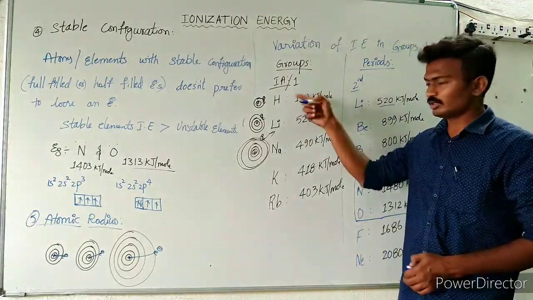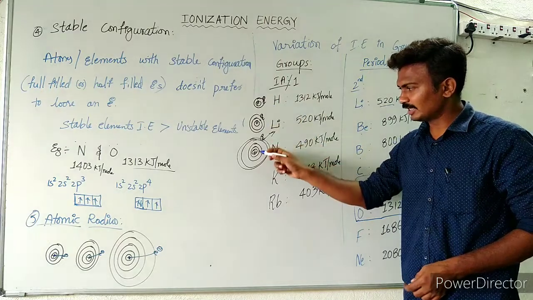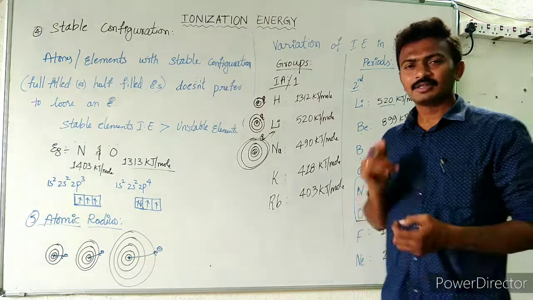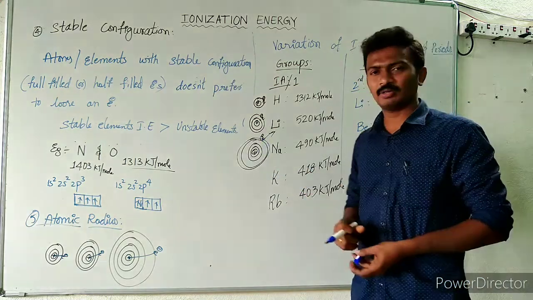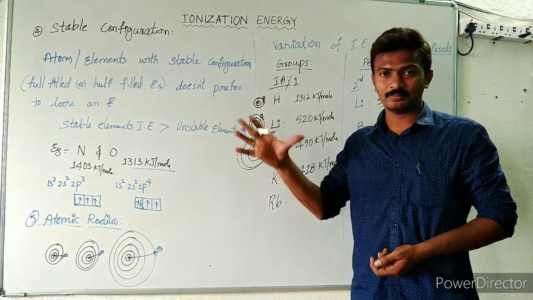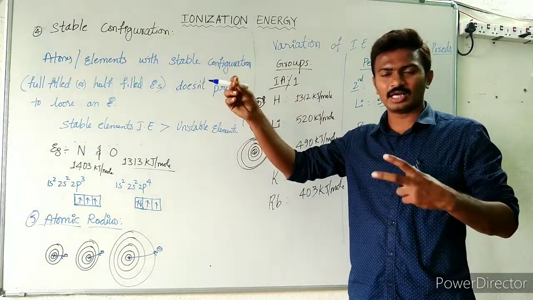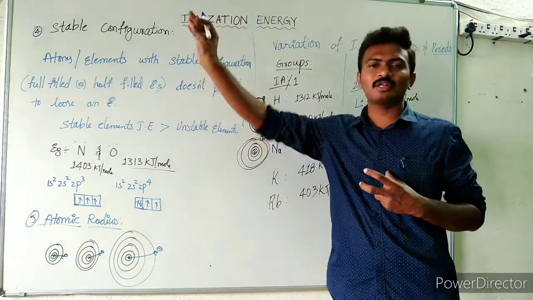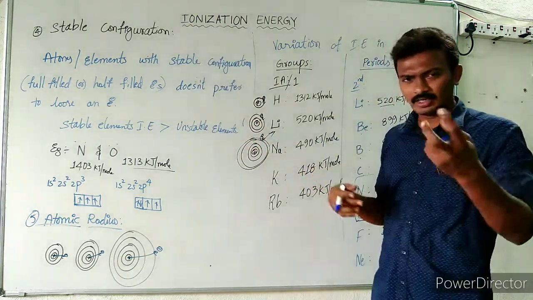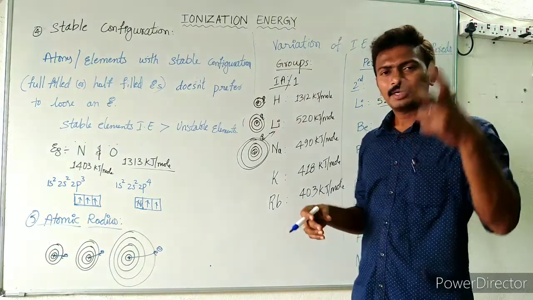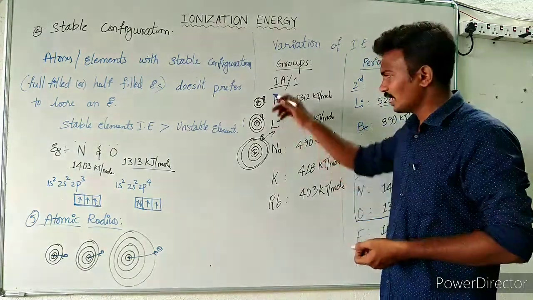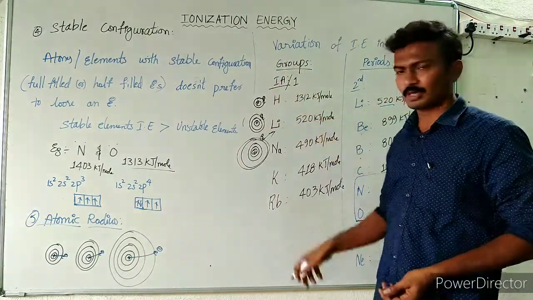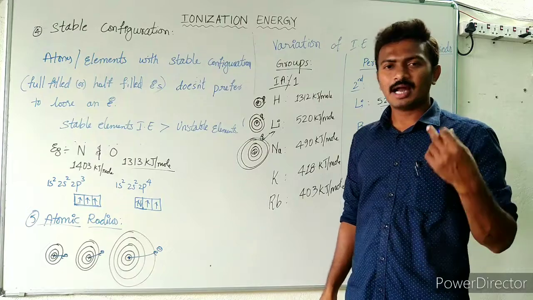In the groups, as you know, from top to bottom, the size of atoms is going to increase. Due to the increase in the size of atoms, the distance from the nucleus to the outermost valence shell is going to increase. As the distance increases, the nuclear charge effect on the valence electron will be less. So therefore, that can be easily removed by us. By providing less amount of energy only, we can remove the electron from its outermost shell as the size increases.